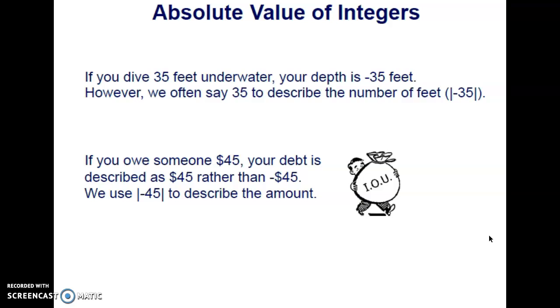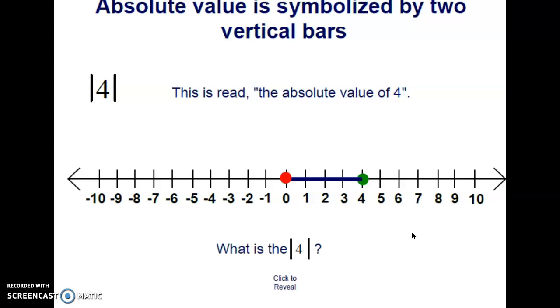If you owe someone $45, your debt is described as $45 rather than negative $45. We use negative 45 to describe the amount. And again, these bars here represent absolute value. What is owed? Absolute value is symbolized by two vertical bars. These two vertical bars let us know, and again, it can only be a positive integer or 0. This is read the absolute value of 4. What is the absolute value of 4? It would be 4. 1, 2, 3, 4.